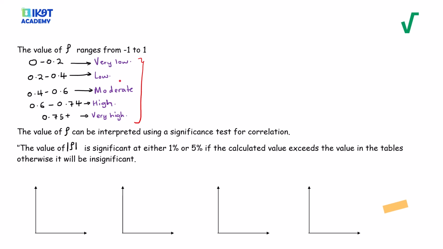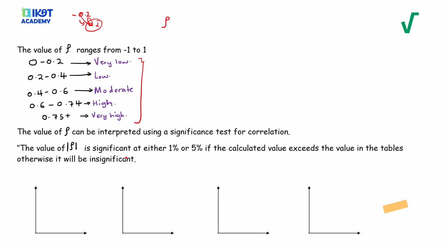And the symbol is not p, it's a Greek symbol, rho. So the value of rho can be interpreted using a significance test for correlation. Now because we said it ranges from -1 to 1, it can be -0.3 and can range till 1. Now the value you get, its magnitude. Magnitude means you ignore the sign, meaning even if I had -0.2, I would ignore the sign and take it as 0.2. So the magnitude of whatever answer you get is significant at either 1% or 5% if the calculated value exceeds the value in the tables, otherwise it is insignificant.